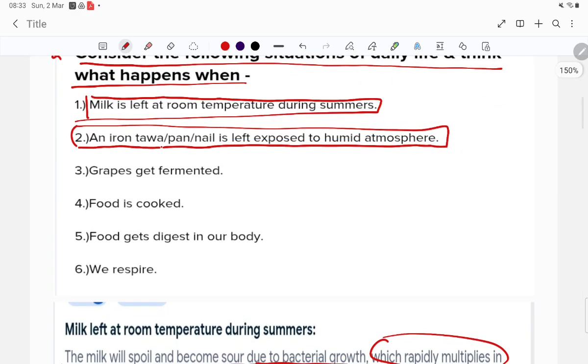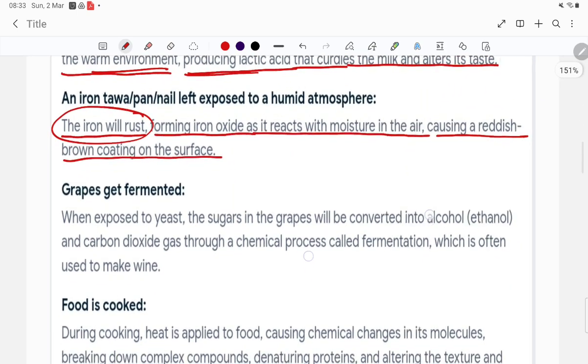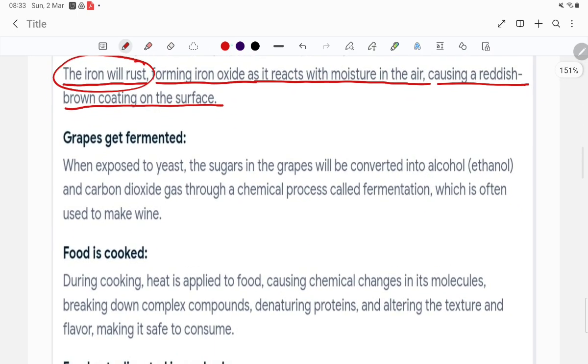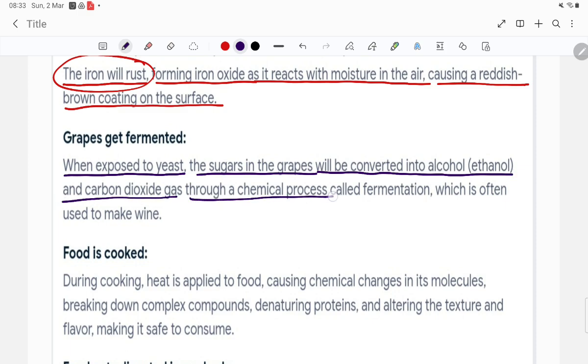The third one is grapes get fermented. So grapes get fermented means what? Here, when exposed to yeast, the sugar in the grapes will be converted into alcohol, ethanol, and carbon dioxide gas through a chemical process called fermentation, which is often used to make wine.